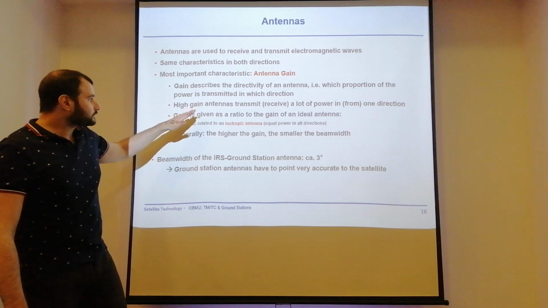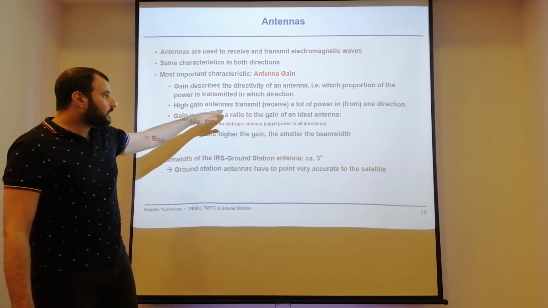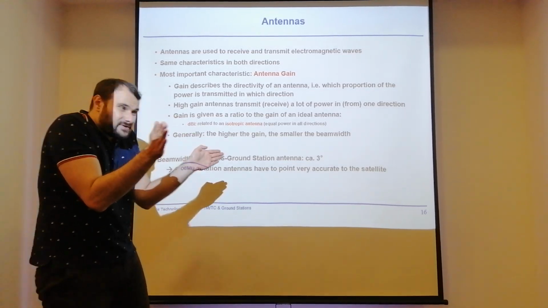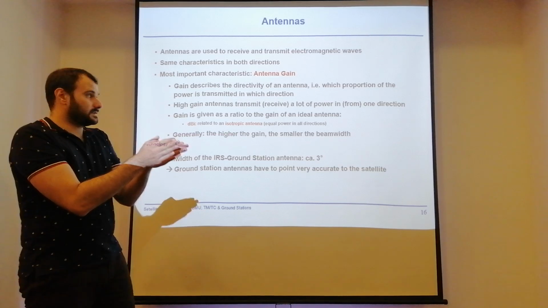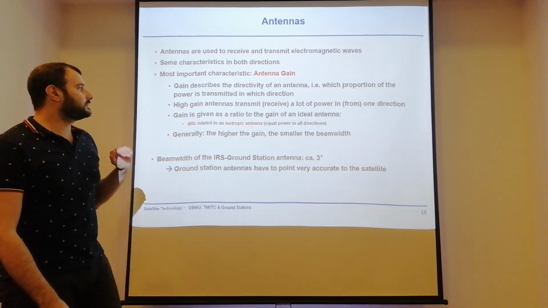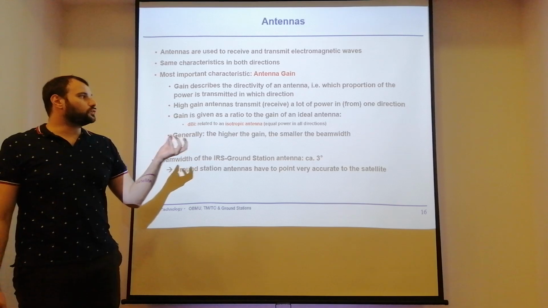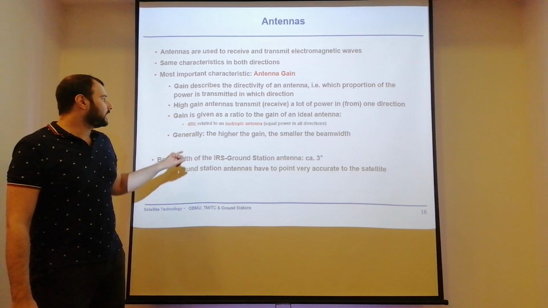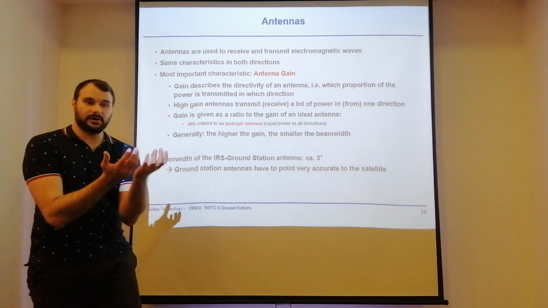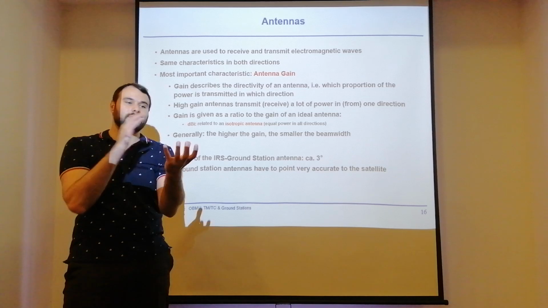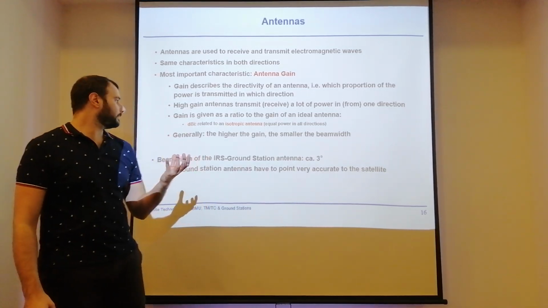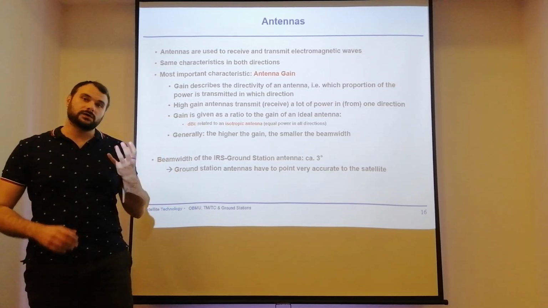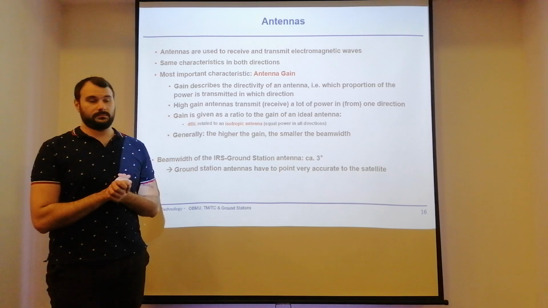A high gain antenna can transmit or receive a lot of power from one direction. So this is what we said. A high gain antenna has a really narrow focus. This is how we do that. And the gain is given as the ratio of the gain to an ideal antenna. The common unit used is dBi, related to an isotropic antenna, so an antenna that transmits in all directions isotropically. In general, we can say the higher the gain, the smaller is the bandwidth.